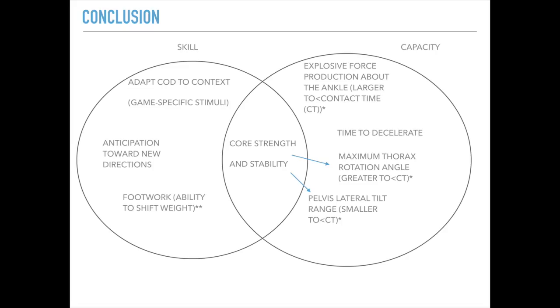In conclusion, some aspects that involve COD skill are adaptation to context and game-specific stimuli, anticipation toward a new direction, and the ability to shift weight from one limb to the other. About capacity, lower limb and core strength and stability play an important role in reducing contact time during change of direction.